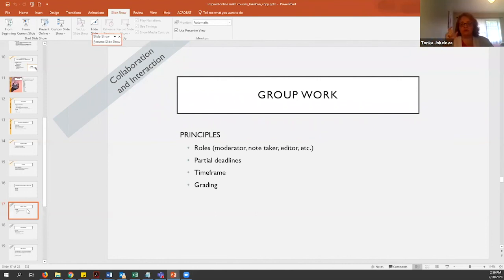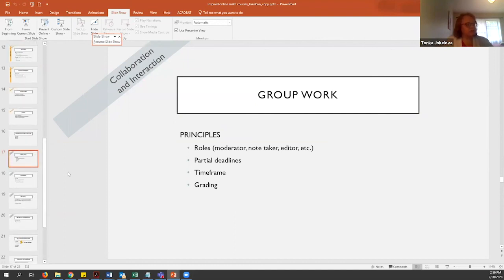Just know that you need to know that beforehand so that you're not stuck towards the end of the group work, not knowing the grading, how they're going to be graded.